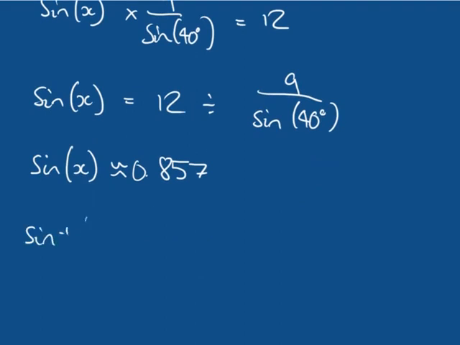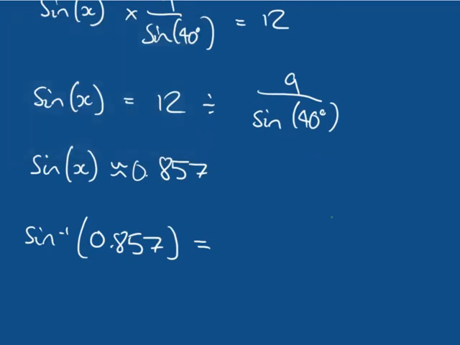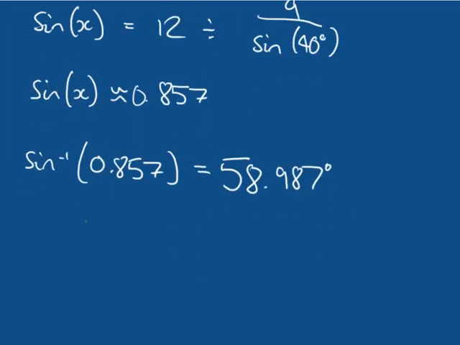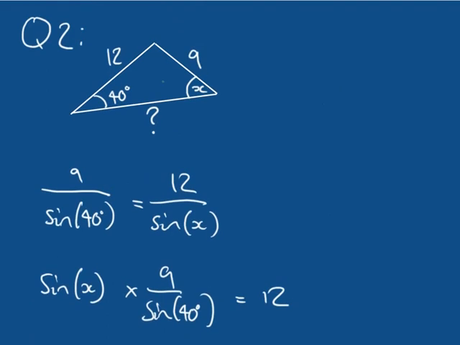So the inverse sine of 0.857 is equal to, if we bring our calculator back up, the inverse sine of that is approximately 58.987 degrees, which means that x is approximately equal to 58.987 degrees. So we could write that in up here. We could say that this is 58.987 degrees.